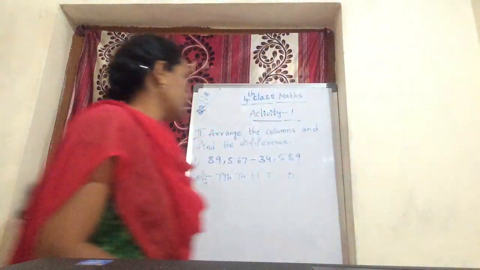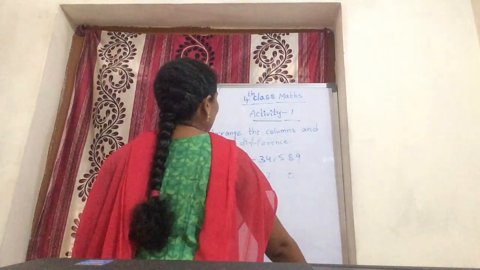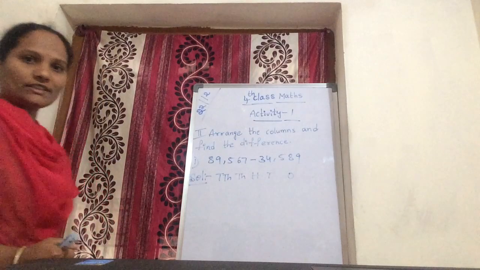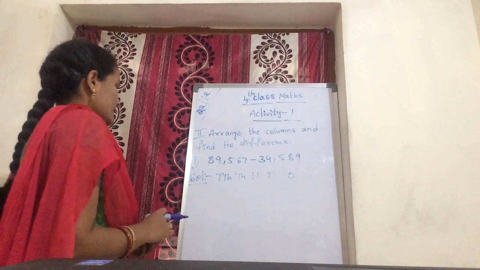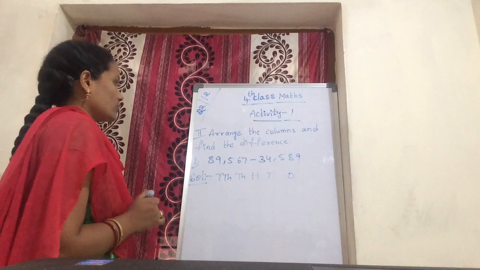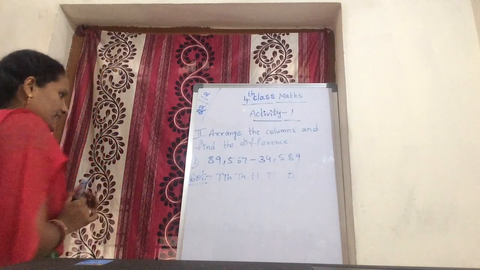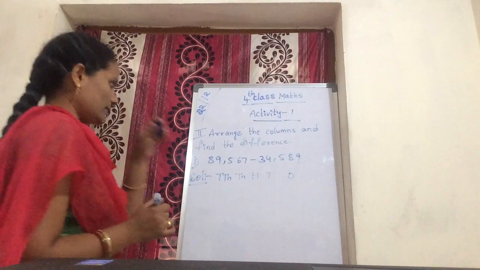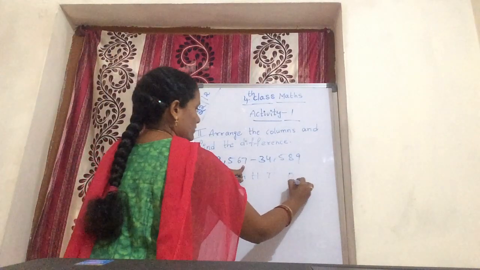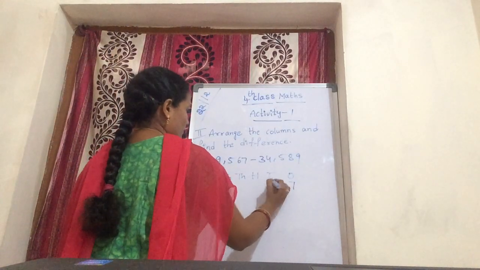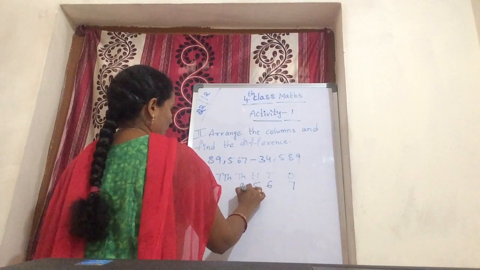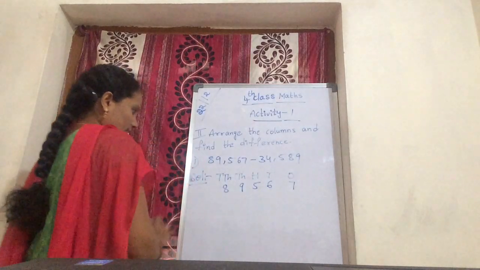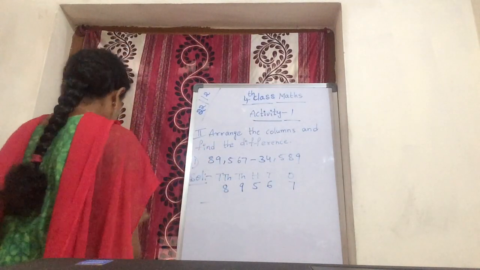Good morning, children. Next, arrange the columns and find the difference. Here are some numbers: 89,567 minus 34,589. You arrange them in columns, starting from ones. You should write 7. Now, in tens, 6, 5, 9, and 8 minus.